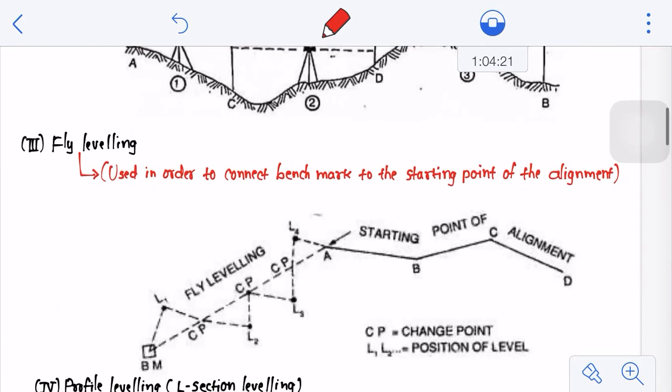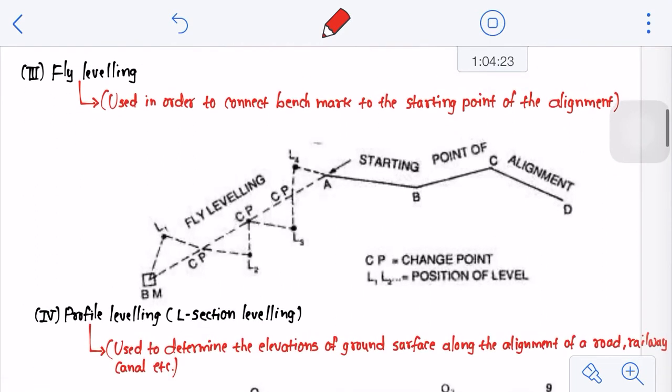Then the third one is fly leveling. Now, fly leveling is a method which is generally utilized, in simple terms, when the differential leveling is done in order to connect a benchmark to the starting point of the alignment of any project, and that is called fly leveling.